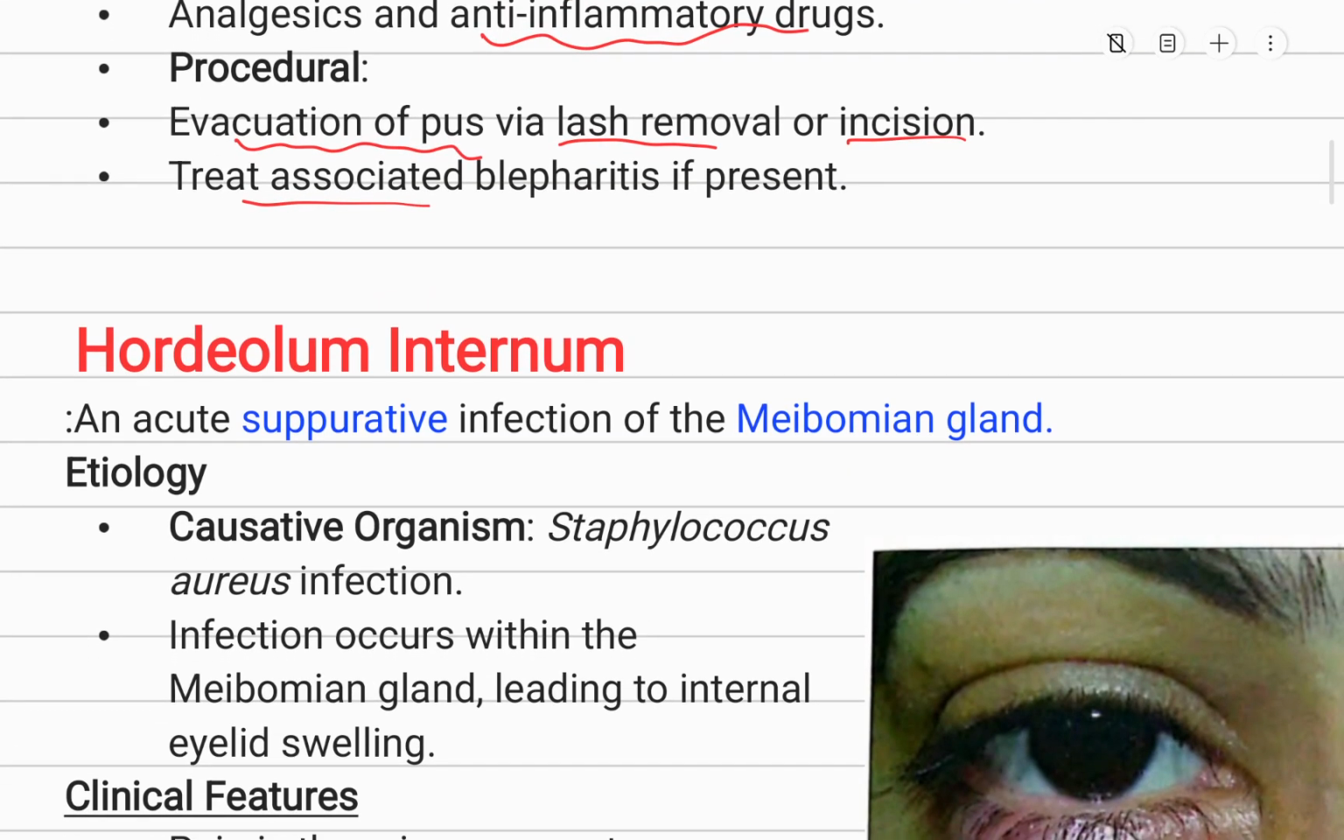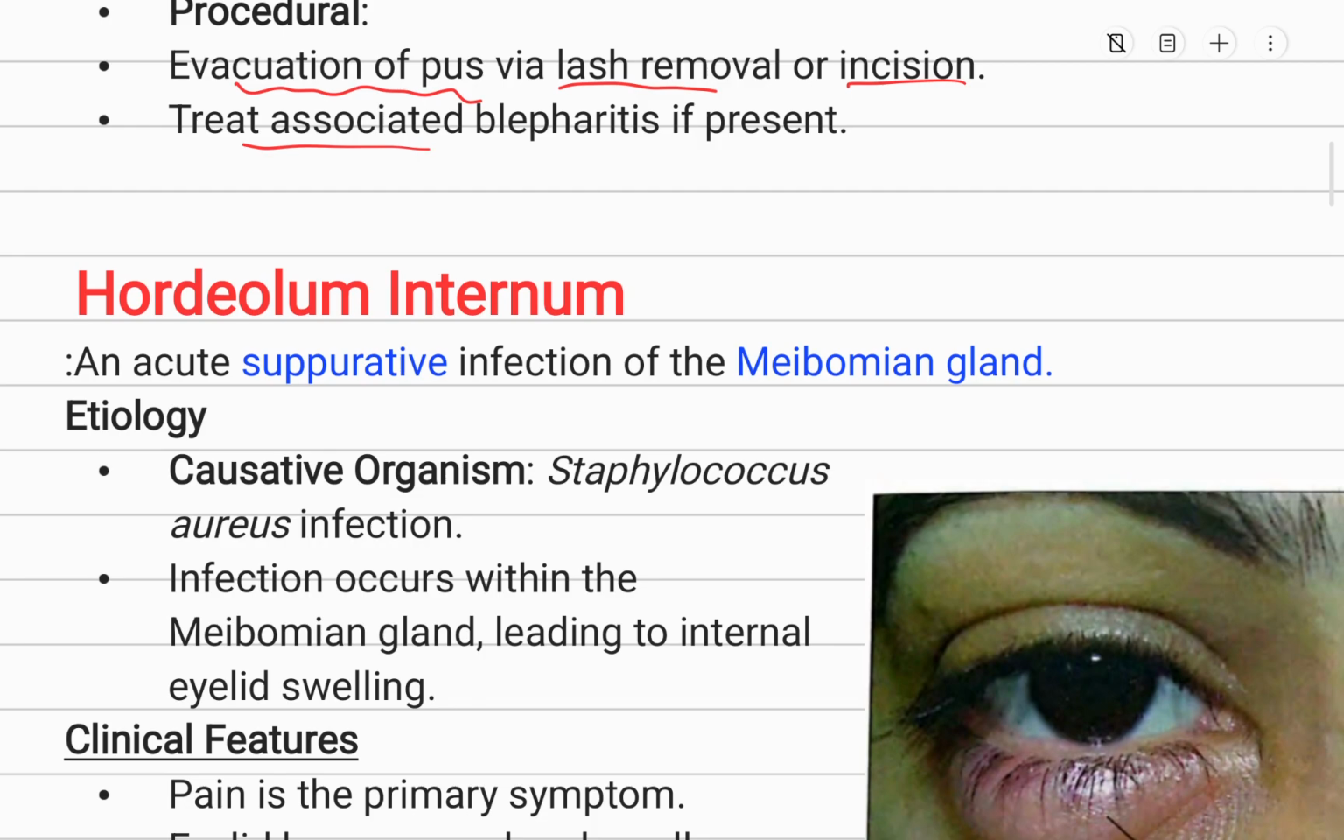So the other thing is hordeolum internum. So it is like the Chalazion, but there is the presence of a bacteria. It is the acute suppurative infection of the Meibomian gland, because in Chalazion there was no suppurative infection. It is simply the inflammation in which there is a formation of granuloma in the Chalazion case, but in this case there is presence of Staphylococcus aureus.